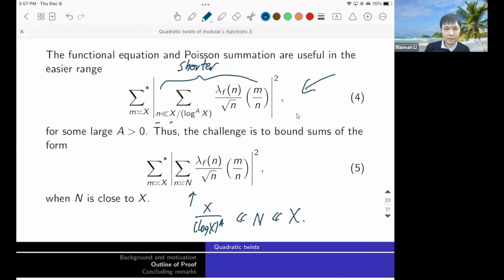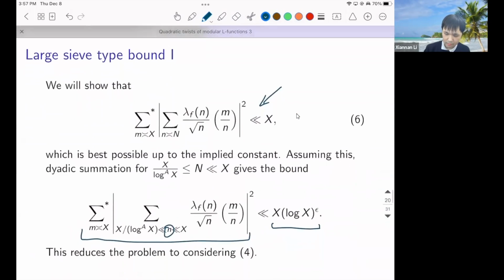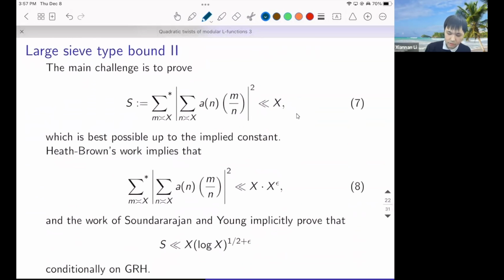Okay. So if I'm able to do this, then this reduces the problem to considering the easier problem here. At least I claim that it's easier, and it's at least morally believable that this should be easier based on the tools that we have. Okay. All right. So the main challenge then is to bound this type of sum. So to simplify things, I'm going to think of m as around size x, n around size x. And a_n here for me is going to be the special coefficient, lambda f of n over root n. And we want to show that this is bounded by x.